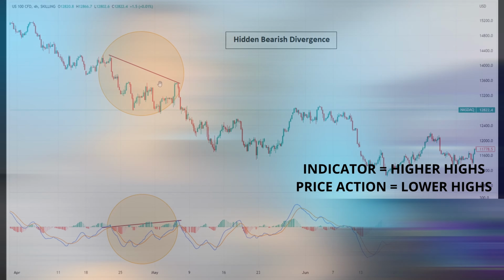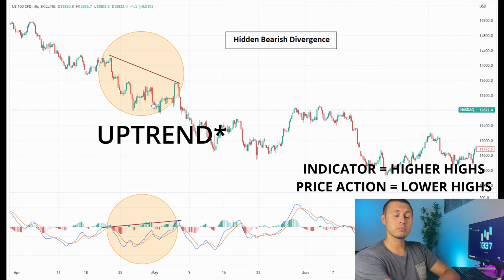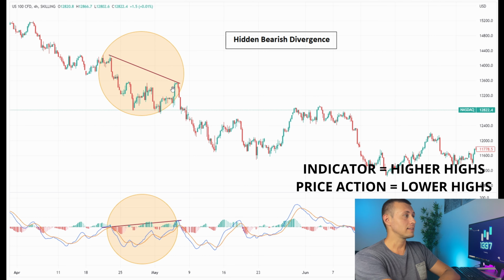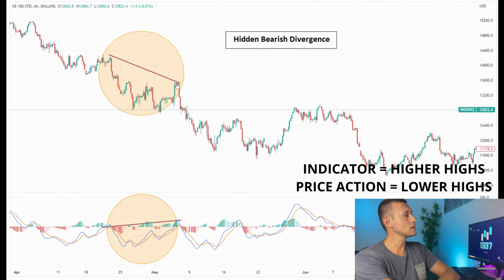And the last hidden divergence is hidden bearish divergence. In hidden bearish divergence, the indicator will be creating higher highs, but the price will actually create lower highs. So we are in a downtrend and a short-term uptrend, and the indicator gave us a signal that this short-term uptrend is actually weakening and that we should take a trade back into trend, which you could have done right over here at this accumulation phase and go down into trend and make some money.